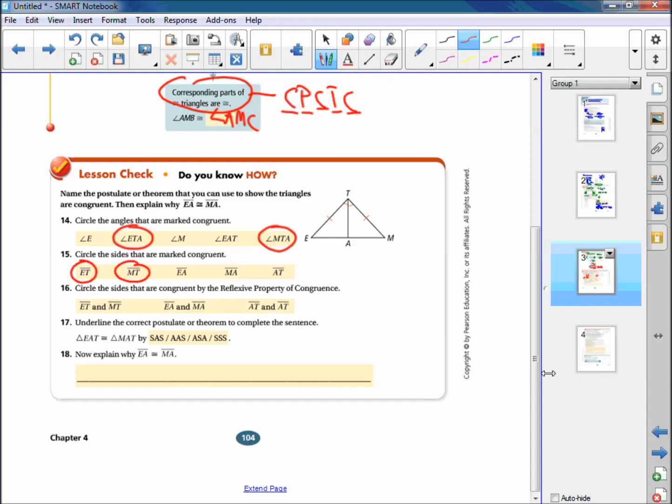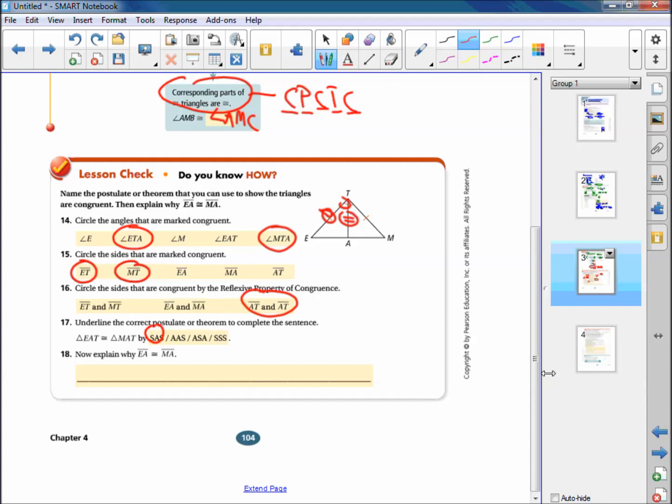Now, circle the sides that are congruent by the reflexive property of congruence. That's the one that's in both. So that's going to be AT and AT. They're congruent to each other. Underline the correct postulate or theorem to complete the sentence. These two triangles are congruent by side, angle, side. We have the included angle between those two sides. So this is SAS.